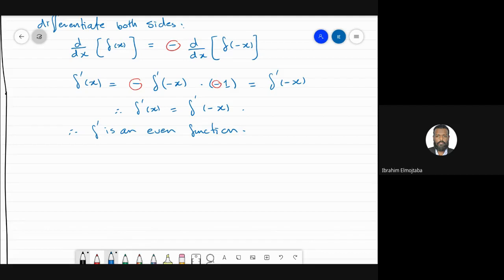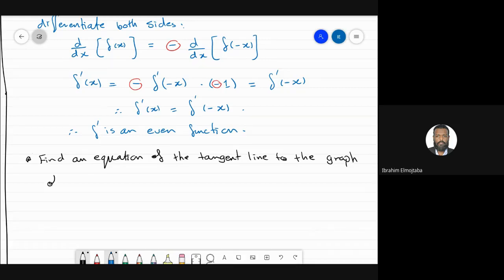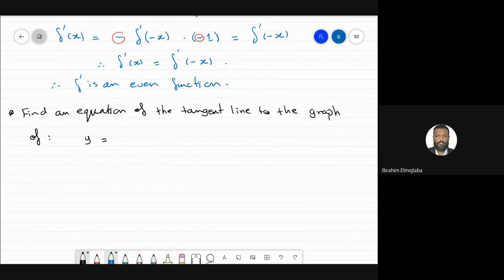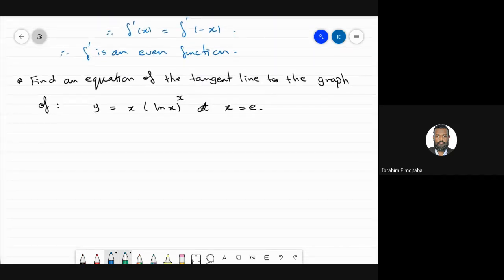It's a very interesting question. It says: find an equation of the tangent line to the graph of f of x, or let's write it as y, equals x ln x all to the power x, at x equal a.